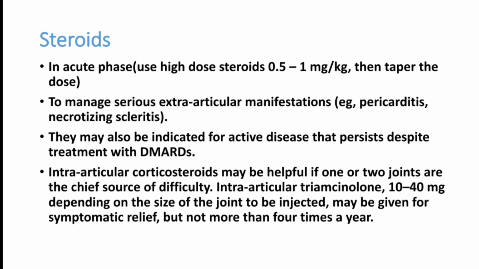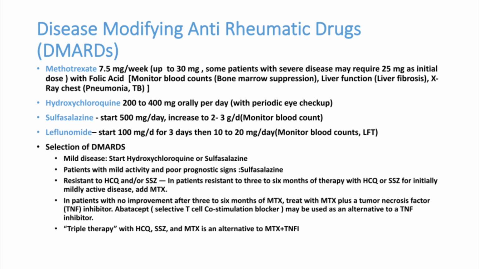So steroids are used as bridge therapy. We can use prednisolone or any other equivalent steroid, 0.5 to 1 milligram per kg body weight initially, then slowly taper down the dose. Now another drug category, that is DMARDs, disease modifying anti-rheumatoid drugs. These drugs are used in many other rheumatological diseases. The most commonly used drug is methotrexate. This is an anti-cancer drug, but we use methotrexate in rheumatoid arthritis. The usual dose is 7.5 milligram per week, but initially we may have to give 25 or 30 milligram as an initial dose per week.